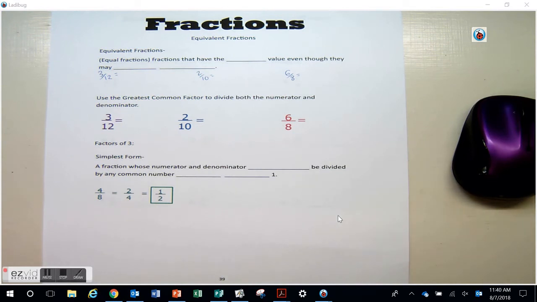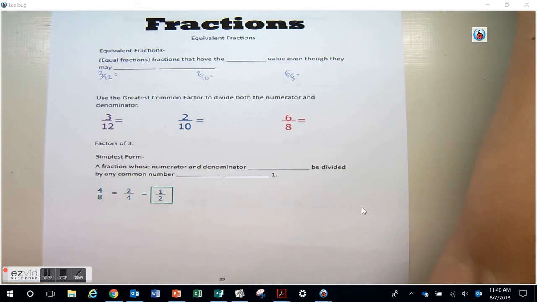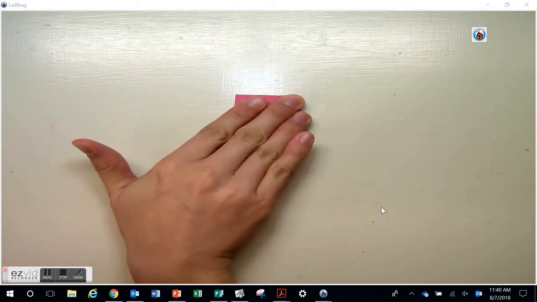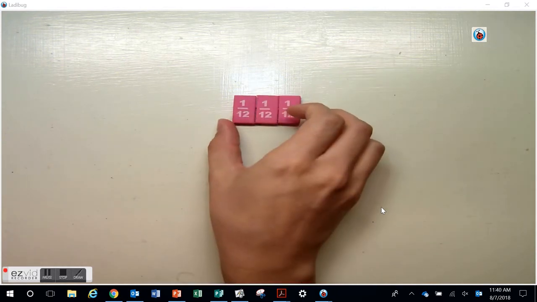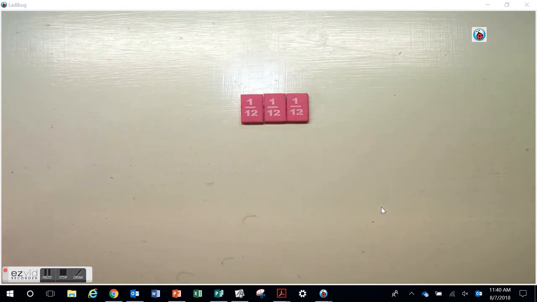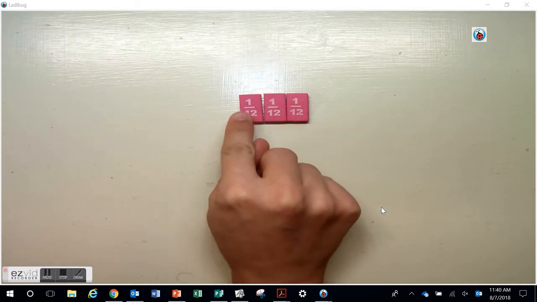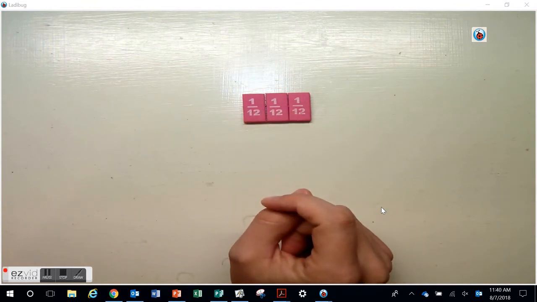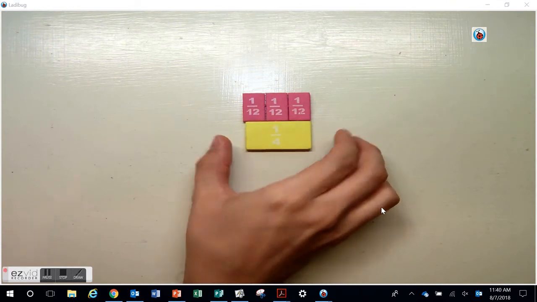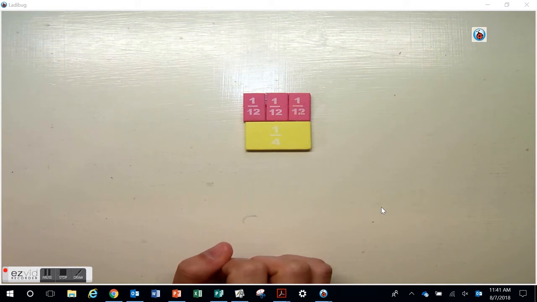Take a look at some fractions. I'm going to use my fraction bars, and I'm going to create the fraction 3/12. See, I have 1, 2, 3 pieces. Each of them is 1/12 in size. I would like to find another piece that is equal to these three 1/12 pieces. If I look, I see that I have a 1/4 piece that is equal to the 3/12.